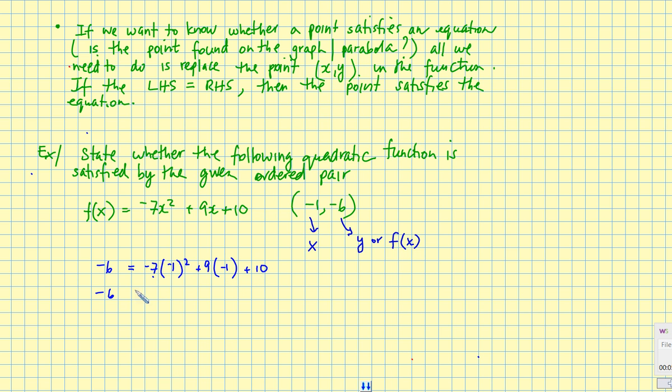So that -6 equals, and now I have a -7 minus 9 plus 10, so that we have -6 equaling -16 plus 10, which gives us -6. We have our left-hand side that does equal our right-hand side, and therefore we can say, yes, (-1, -6) satisfies the quadratic function. Okay.